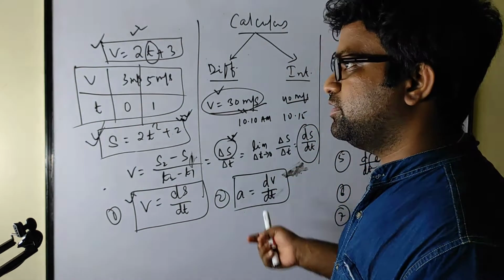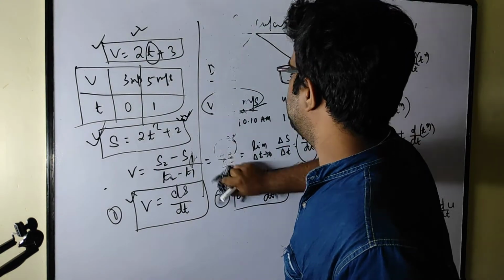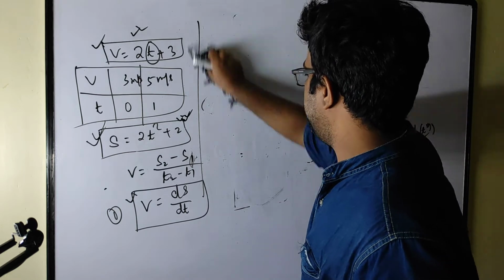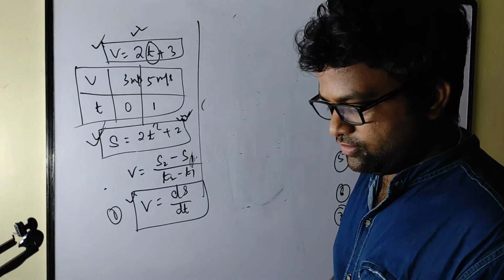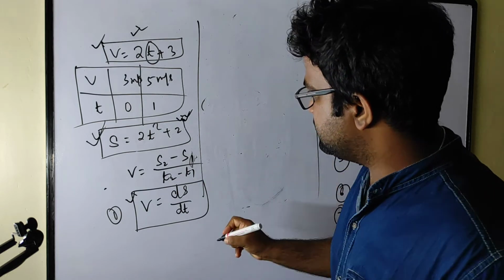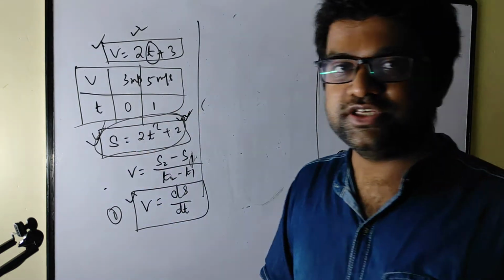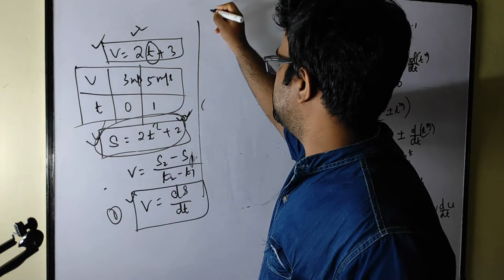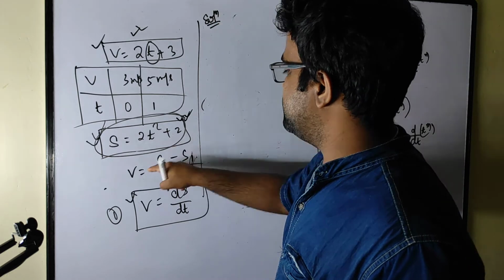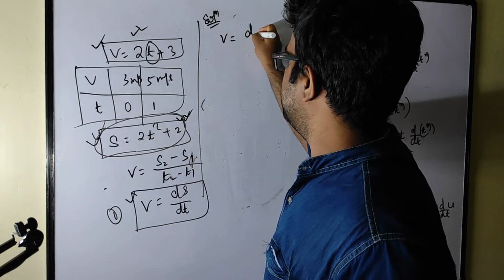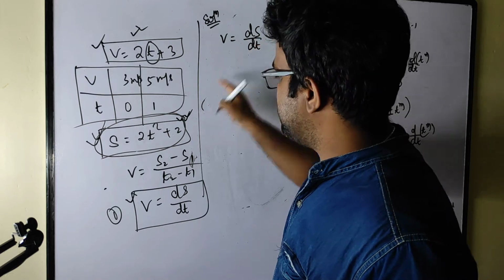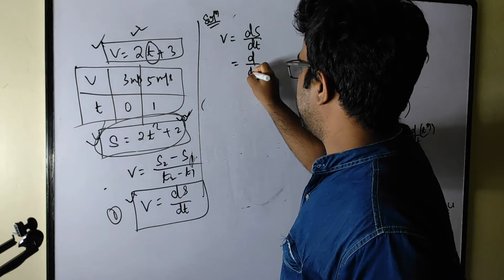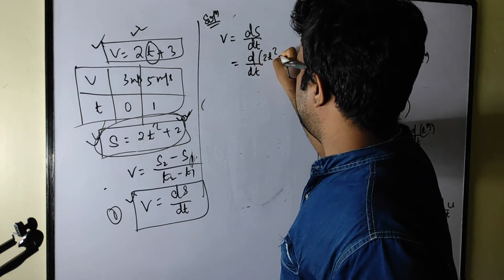Now let's calculate one numerical so that you will be able to understand how we can use them. The example we have already taken, let us discuss that only. Here the example is s is equal to 2t square plus 2. Suppose I want to find velocity from here. So the velocity formula is ds by dt. Now what is s? s is a function, 2t square plus 2. So instead of s, I can write d by dt of 2t square plus 2.